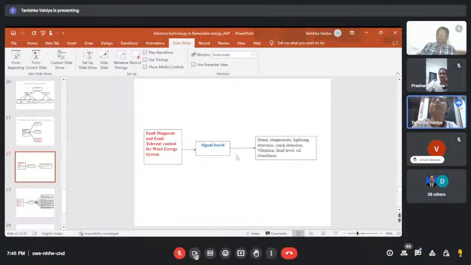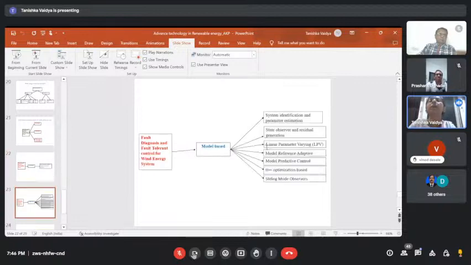Then these are the different methods. In the signal based method, these are the various parameters: strain, temperature, lightning detection. By using different sensors, these parameters are analyzed and the fault is detected and taken care of. In the model based method, these are different models to evaluate the mathematical model: system identification and parameter estimation, observer design, LPV, that is linear parameter varying design. Then model reference adaptive method, model predictive control, H infinity control, sliding mode observers.